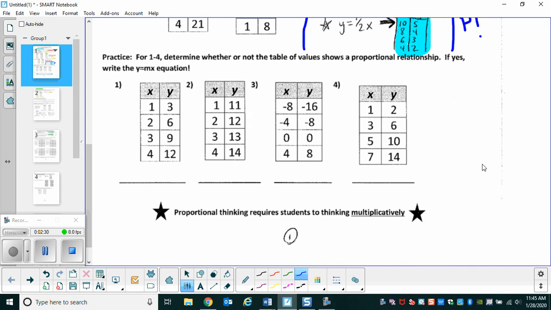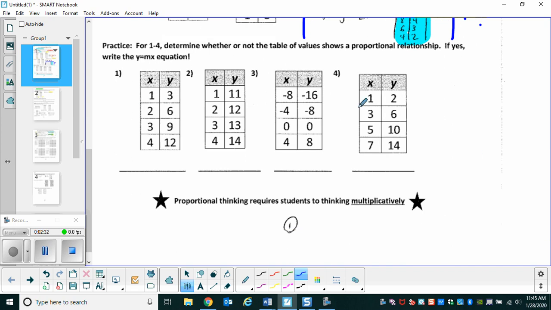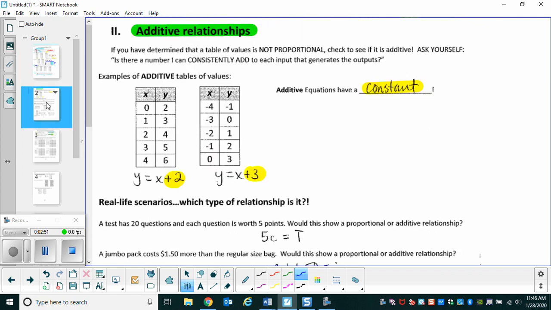So what you're going to do here is pause the video and determine if 1, 2, 3, and 4 is proportional or not. If it is proportional, you're going to write the y equals equation, and if it's not proportional, you don't have to write one of those equations. Your answers to this part are going to go in the form. So pause it here, but I'm going to keep going in the video now to page 2.